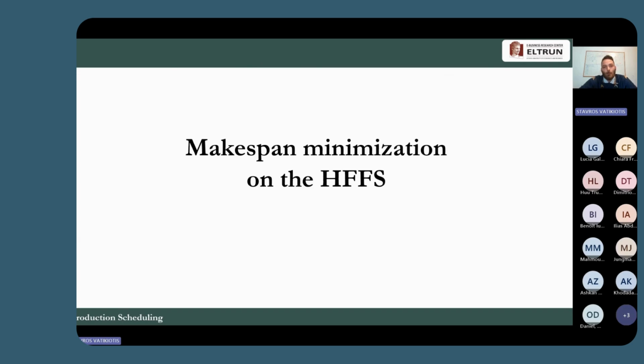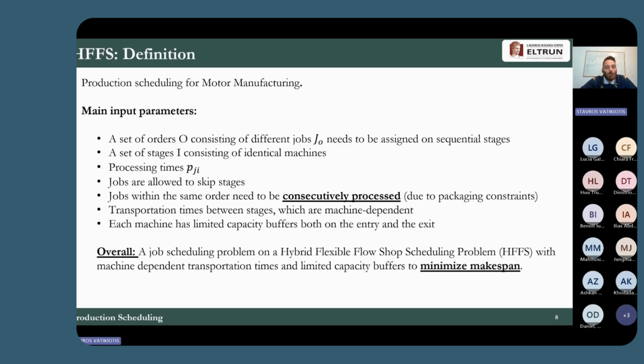So today's problem is the makespan minimization on the hybrid flexible flow shop scheduling problem. And this problem has been inspired by an actual case within MODAPTO, and it refers to the production scheduling for a motor manufacturing company. So to describe the problem, we have a set of orders, and each order is associated with a different set of jobs, which need to be assigned on sequential stages. Each set of stages consists of identical machines.